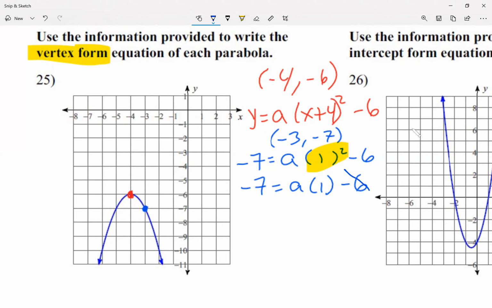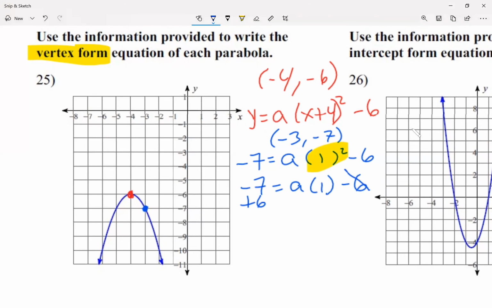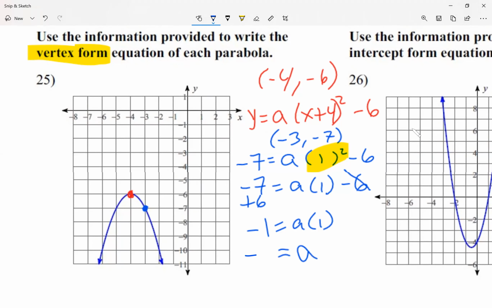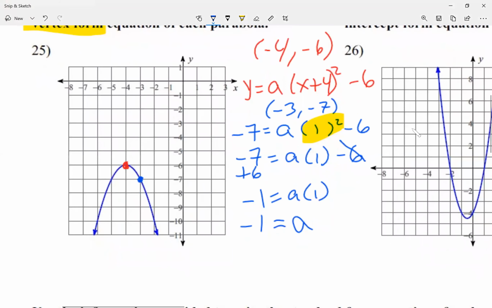My -6 to the far right, let me bring it to the left as a +6. Don't forget to switch the sign. So I get that -1 is equal to a times 1. I think from here, with an Algebra 2 class, we can see that a is equal to -1. The aperture, I expected it to be a negative number, so it makes sense.